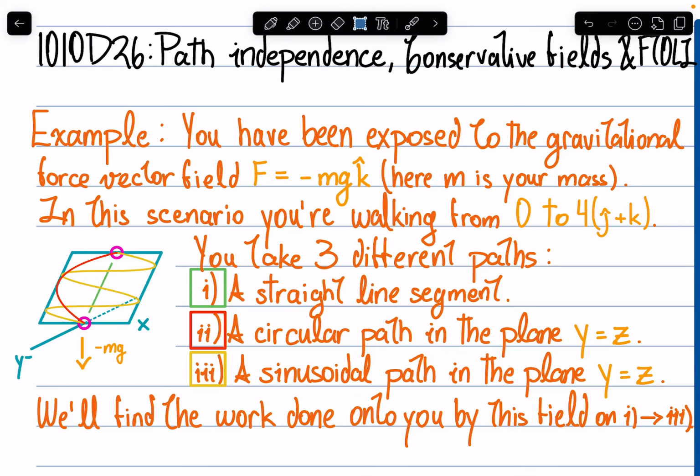Path-independent vector fields have a very nice property: when you integrate them along different paths connecting the same points, the result will be the same. In this example, you are walking up from the origin to the point (0, 4, 4) through 3 different paths while you are exposed to the gravitational force field. We will find the work done onto you by the gravitational force field in these 3 scenarios.